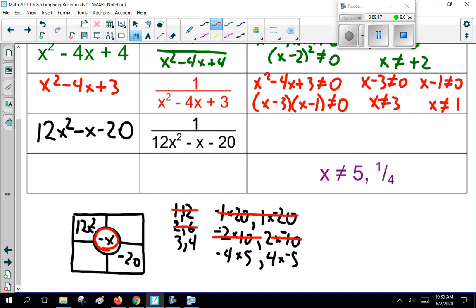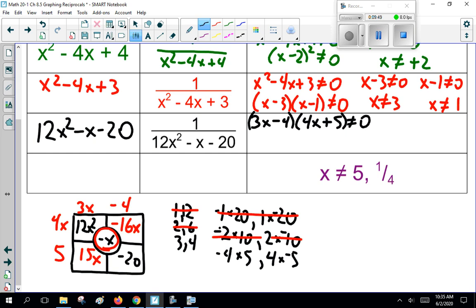So let's go 3x, 4x. Now, my head times, okay, if I go minus 4 and plus 5, that is minus 16x, that is 15. Yes, that works. So you see, we can eliminate some possibilities. So this is actually 3x minus 4, and 4x plus 5 cannot equal 0. So 3x minus 4 cannot equal 0.